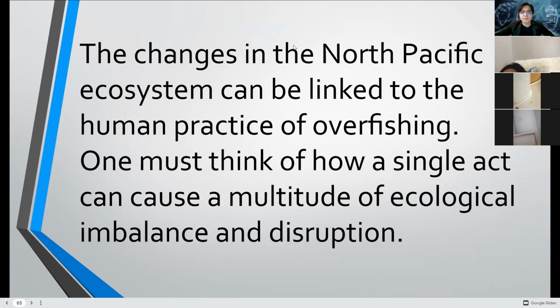The changes in the North Pacific ecosystem can be linked to the human practice of overfishing. Okay, take note. Overfishing. We usually consume a lot of fish, and nature cannot recover that fast. One must think of how a single act can cause a multitude of ecological imbalance and disruption. We are doing a lot of ecological disturbances, making ecological imbalance.